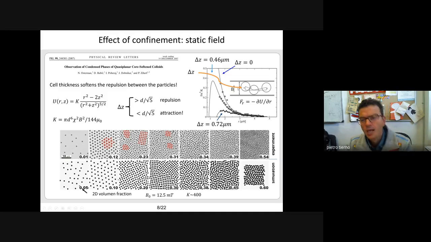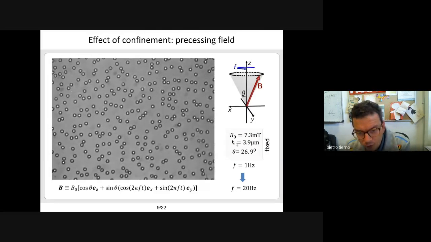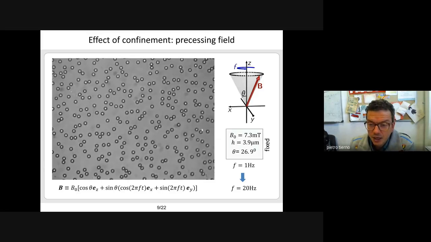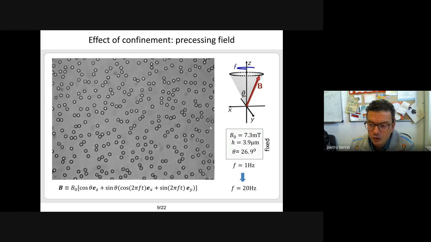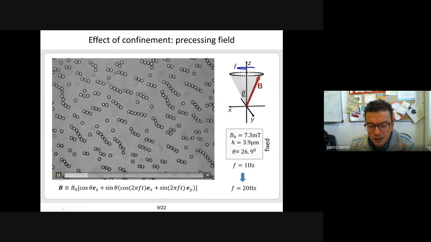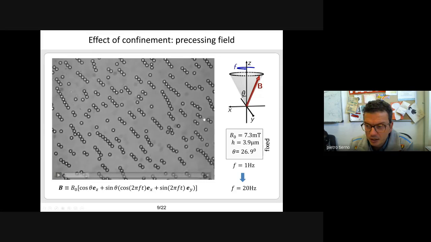So we got inspired by this manuscript, and we said, okay, what happens if instead of applying just a simple constant field, we drive the system completely out of equilibrium and apply a time-dependent field? So, for example, a precessing magnetic field. And the result is quite astonishing, it is the one that I showed you before. Actually, the effect of confinement when you have this precessing field is very interesting, as you see in this real-time video of what happens when I apply it.